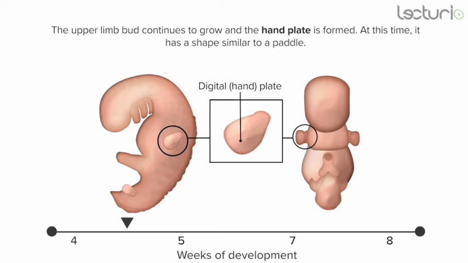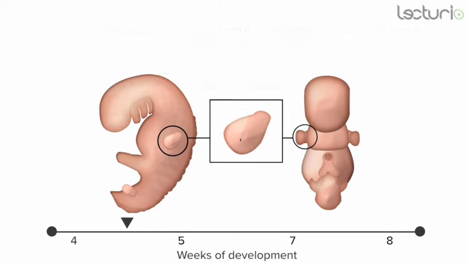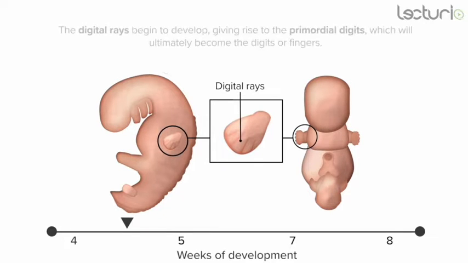The upper limb bud continues to grow and the handplate is formed. At this time, it has a shape similar to a paddle. The digital rays begin to develop, giving rise to the primordial digits, which will ultimately become the digits or fingers.